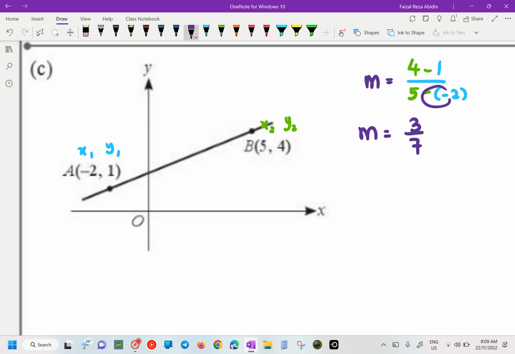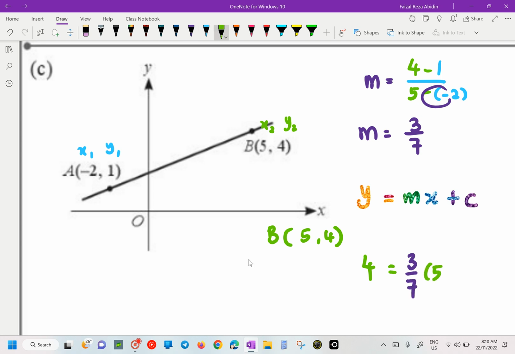Can, girls? Okay. Now, what should we do next? Yes, we are going to find our C by substituting into our equation of straight line, y equals mx plus C. We choose only one point there. Yes, let's go with B. Okay, no problem. If you are choosing B, we are going to get 5, 4 over here. So we substitute our x with 5 and our y with 4, isn't it? So I'm going to have over here 4 equals the gradient, which just now we have as 3 over 7, times x, which you have over here as 5. Then we are going to find our C value.